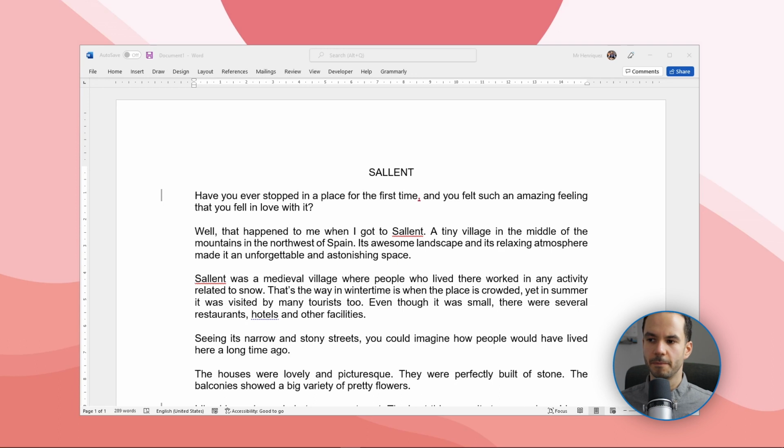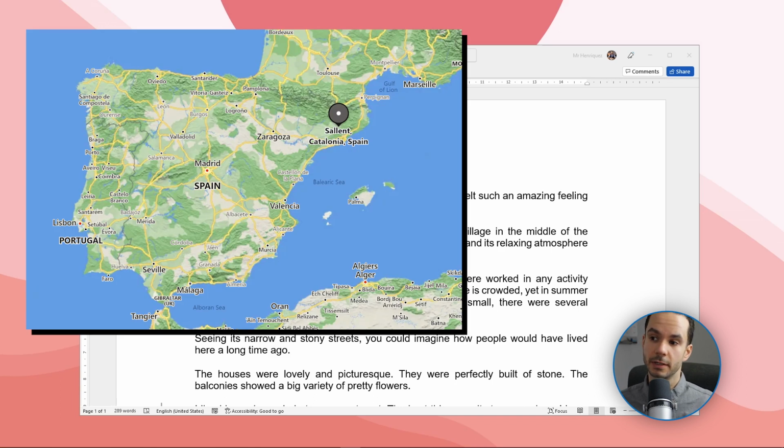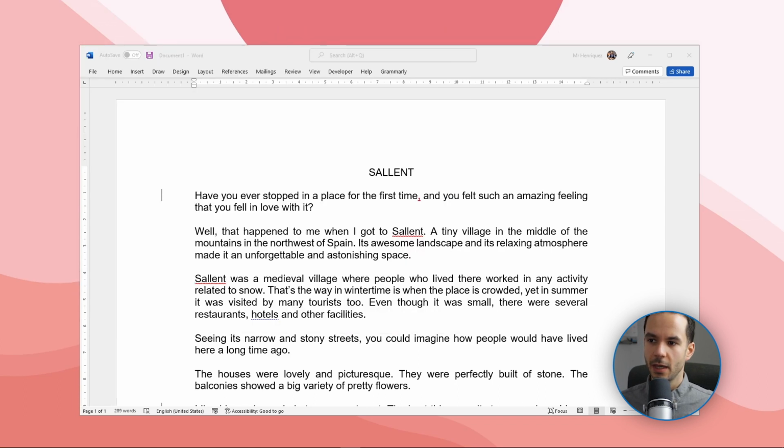So here we have our review. It's about Salon. I hope it's pronounced like that, Salon. It's a place in Catalonia in the northern part of Spain. And I think it's an interesting review.